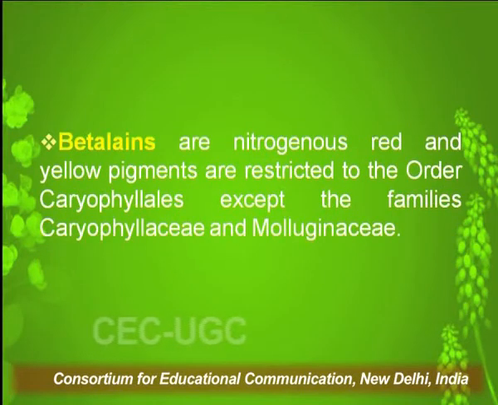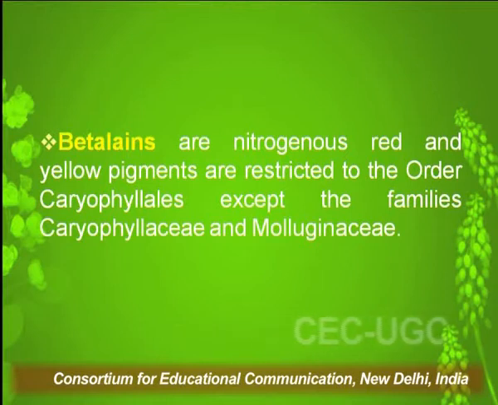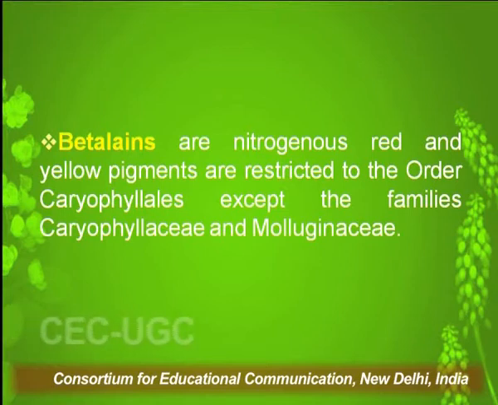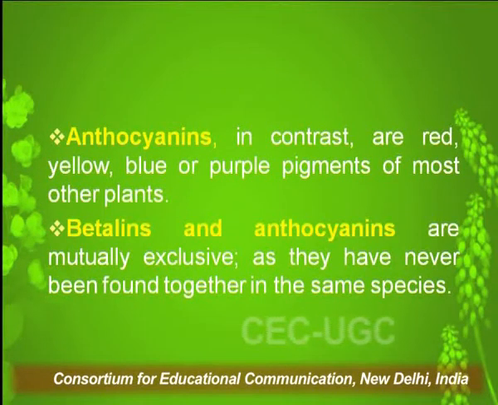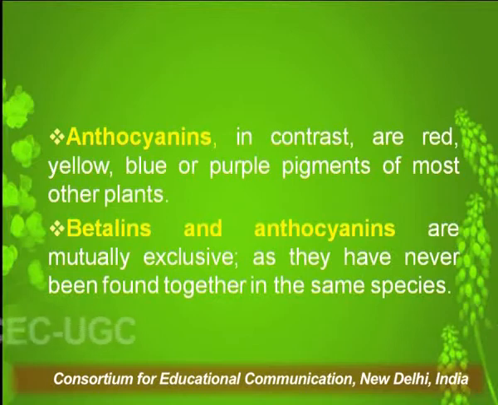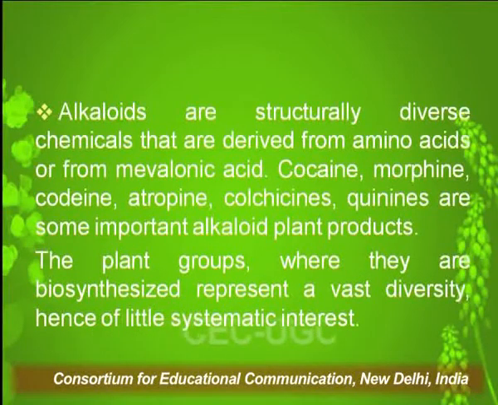Betalains are nitrogenous red and yellow colored pigments and are restricted to the order Caryophyllales, except the families Caryophyllaceae and Molluginaceae. Then the third set is anthocyanins. These, in contrast, are red, yellow, blue or purple pigments of most other plants. Both betalains and anthocyanins, which I just mentioned, are mutually exclusive as they have never been found together in the same species. Now, alkaloids are structurally diverse chemicals that are derived from amino acids or from mevalonic acid.